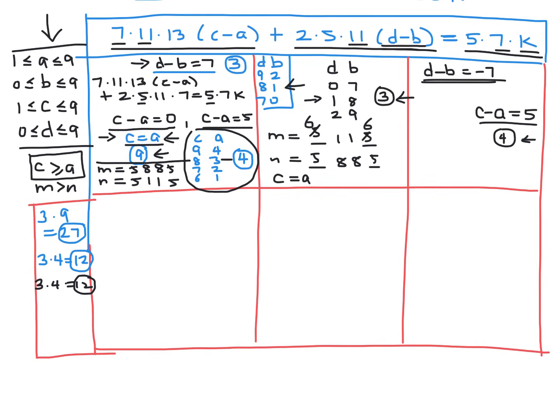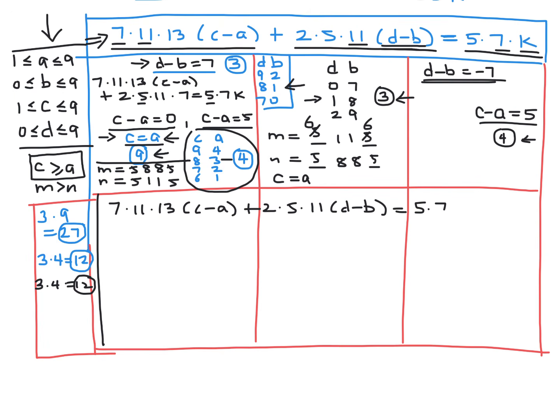Going back to this equation here, that one up there. I'm actually going to write it again because I need to. So we have 7 times 11 times 13 times c minus a, and then we have plus 2 times 5 times 11 times d minus b, and that is equal to 5 times 7 times k. Another scenario that will be valid is if we set this time d minus b equal to 0.